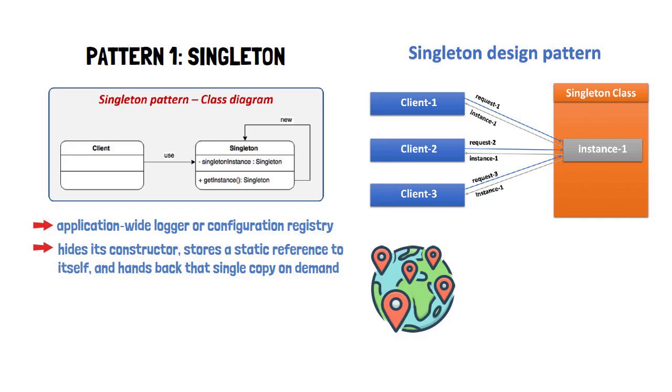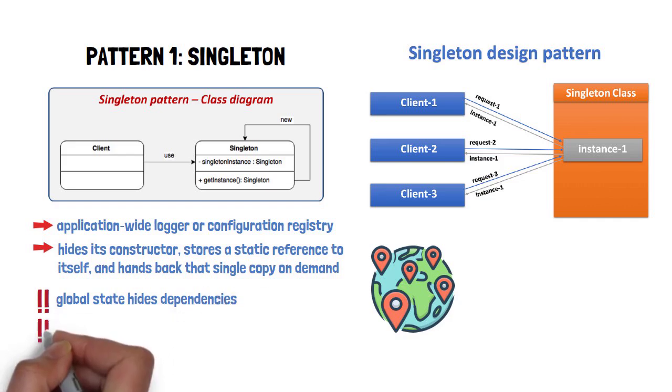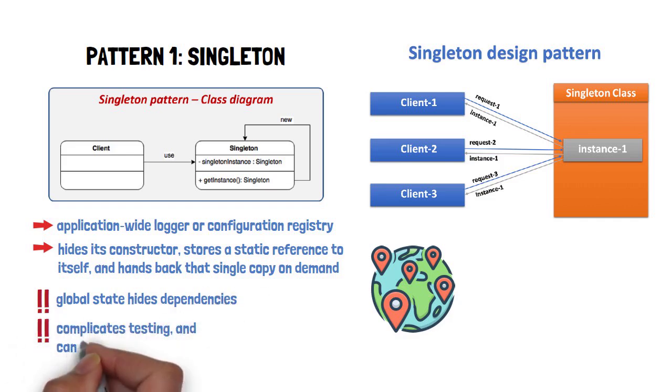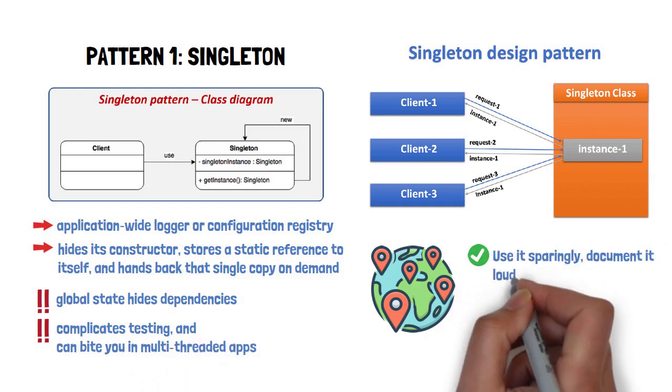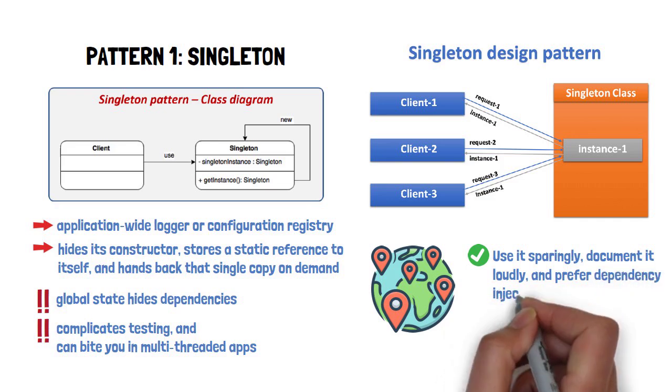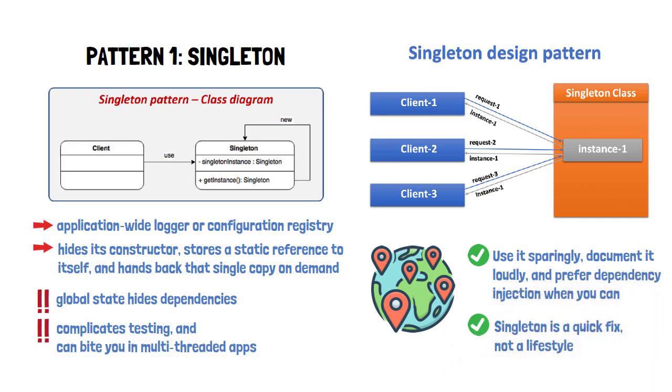It feels convenient, but remember, global state hides dependencies, complicates testing, and can bite you in multi-threaded apps. Use it sparingly, document it loudly, and prefer dependency injection when you can. Singleton is a quick fix, not a lifestyle.